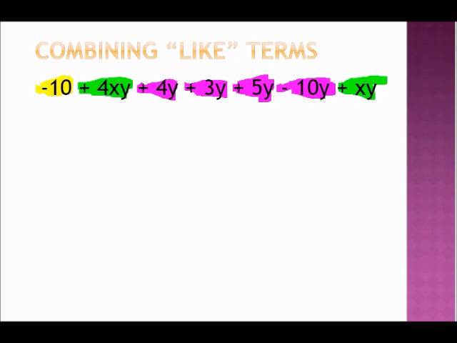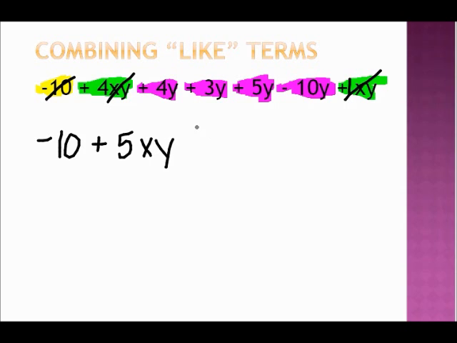Now that I have all of my like terms identified, I can go ahead and start adding all of those terms together. So I have a negative 10, and there's nothing that I can add or subtract from that negative 10 because everything else has a letter with it, so it has no like terms. I have 4xy and an xy. They are like terms. They have the same letter combination. So I'm going to add 4xy's to 1xy's. Remember, if there's not a number in front of it, it's assumed to be a 1. So now I have 5xy's.